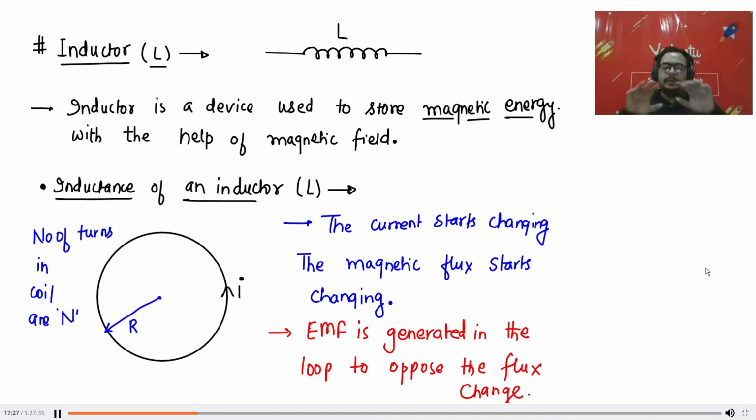I will summarize once again. You have a conducting loop, and some current is flowing in the loop. Suddenly, the current value starts changing, so the magnetic field generated by that loop also starts changing. If the magnetic field generated by that loop is changing, then the magnetic flux through that loop is changing. According to Lenz's law, whenever there is a change in the magnetic flux of a loop, an EMF is generated in the loop. So now we have to calculate how much EMF will be generated.